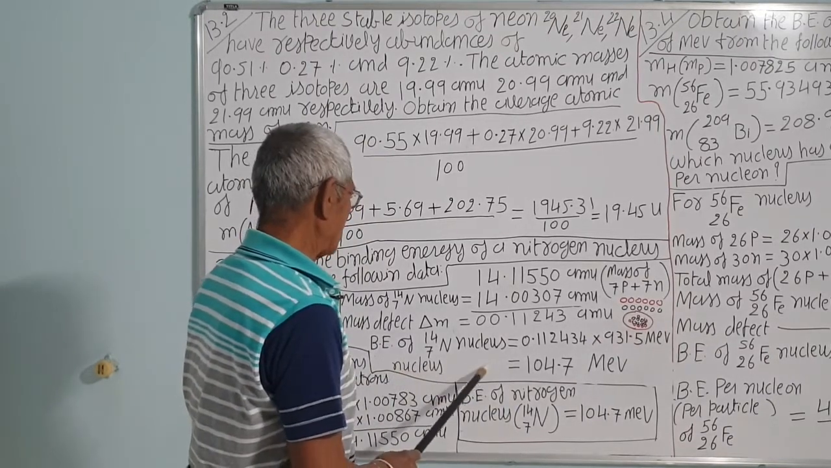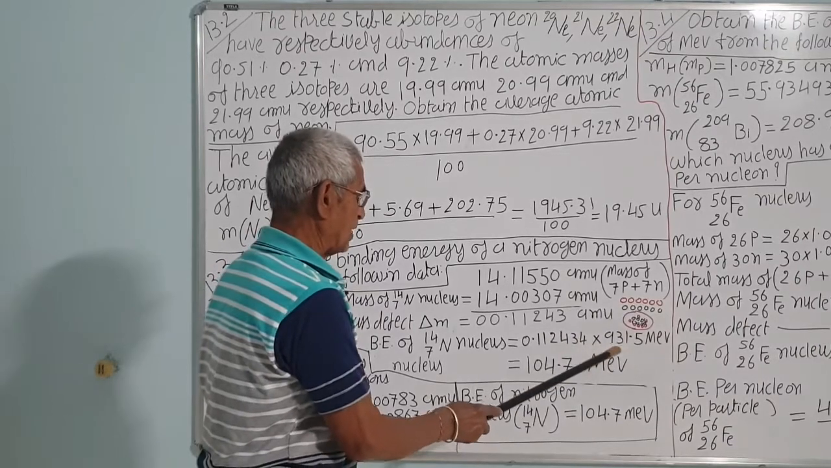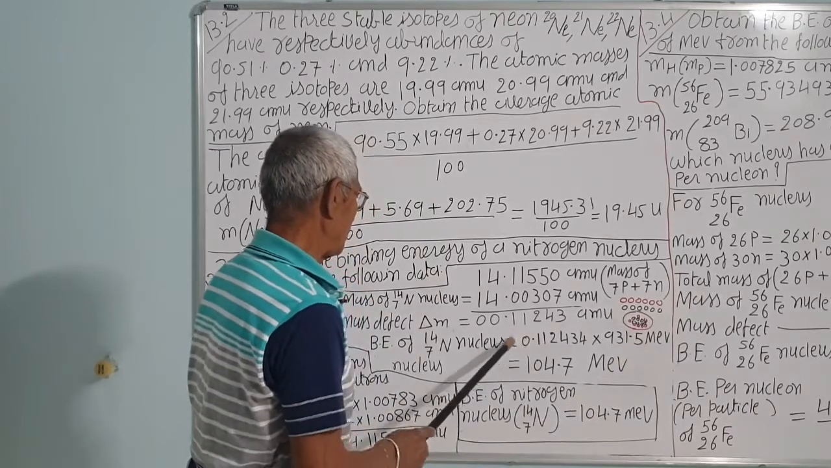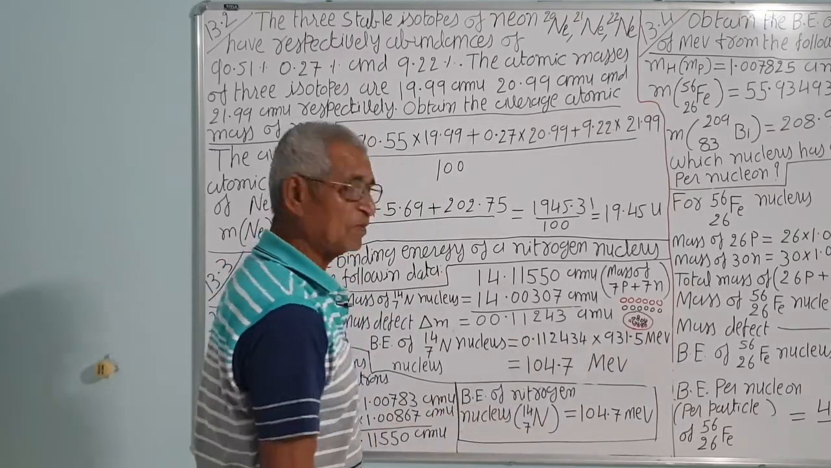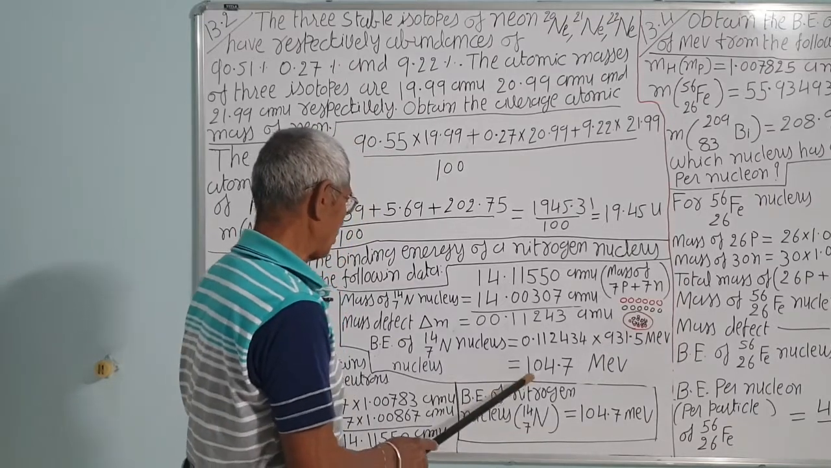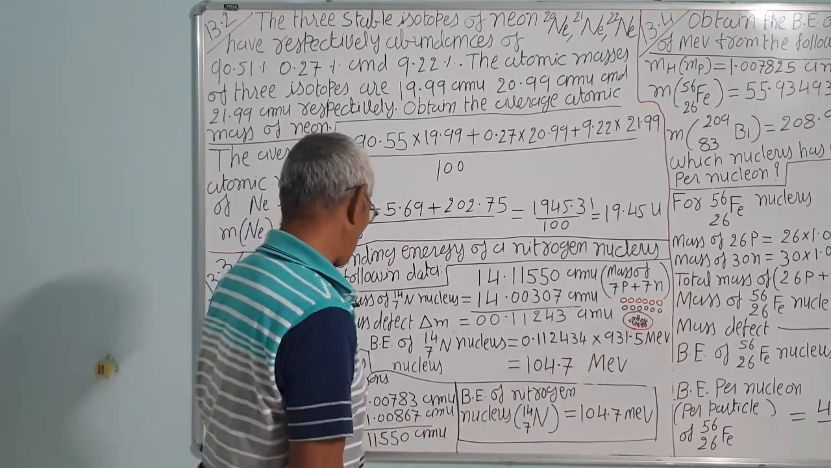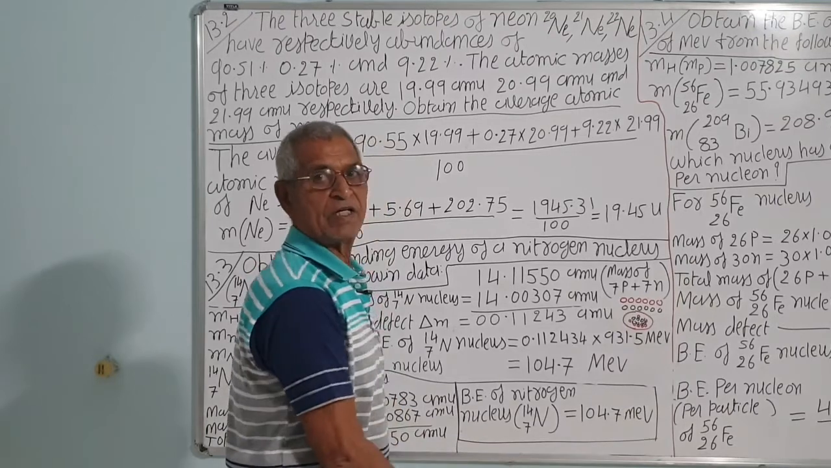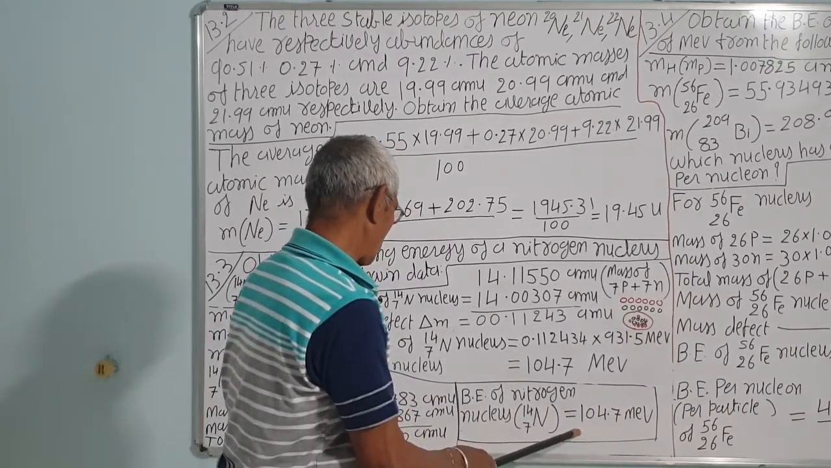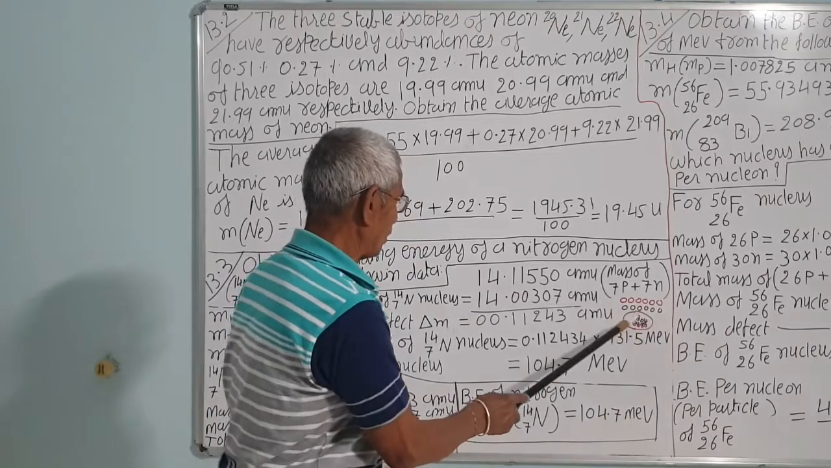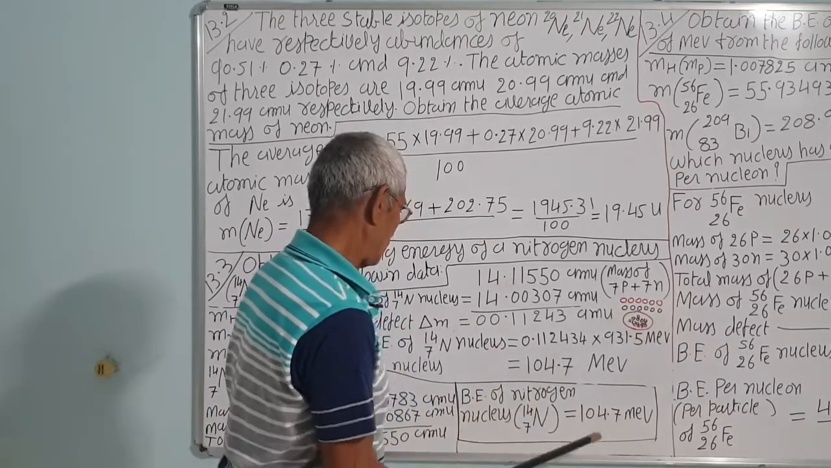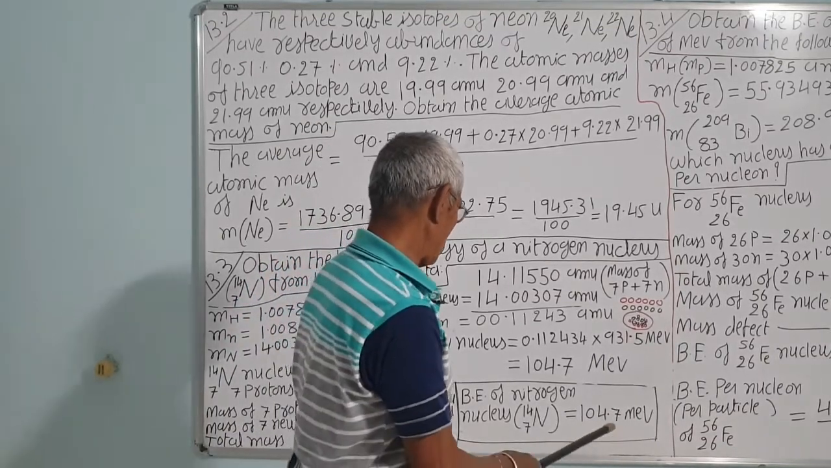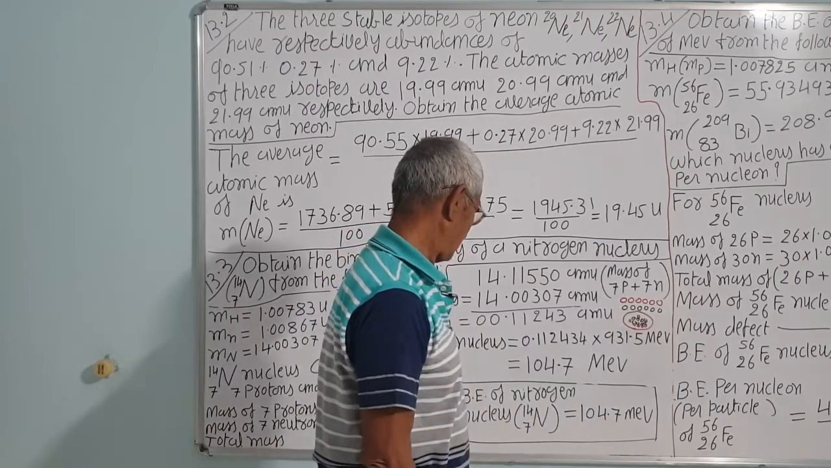So the binding energy is equal to: 1 atomic mass unit is equivalent to 931.5 million electron volt energy. So this mass will be equal to this multiplied by 931.5 million electron volt, that comes to about 104.7 million electron volt. So the binding energy of nitrogen is 104.7 million electron volt. If you want to calculate the binding energy per nucleon, the total number of particles is 14. So divide by 14, you will get the binding energy per particle. That will come to roughly 7.5.